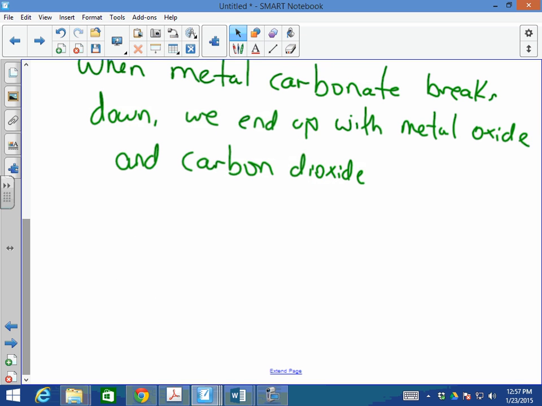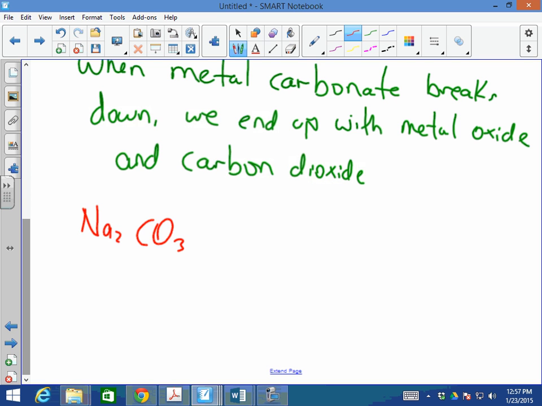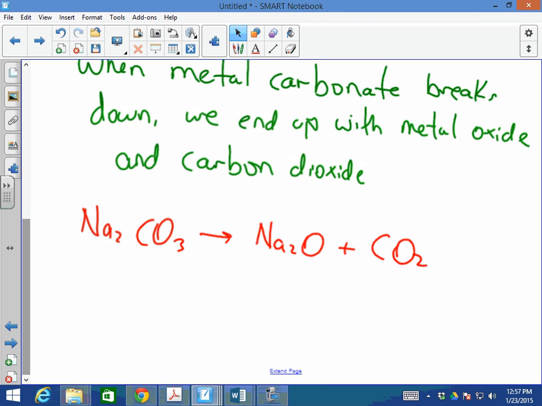Another example of this will be Na2CO3. I again have a metal and a carbonate. It breaks down to give me Na2O plus CO2. If the equation is not balanced, balance it.